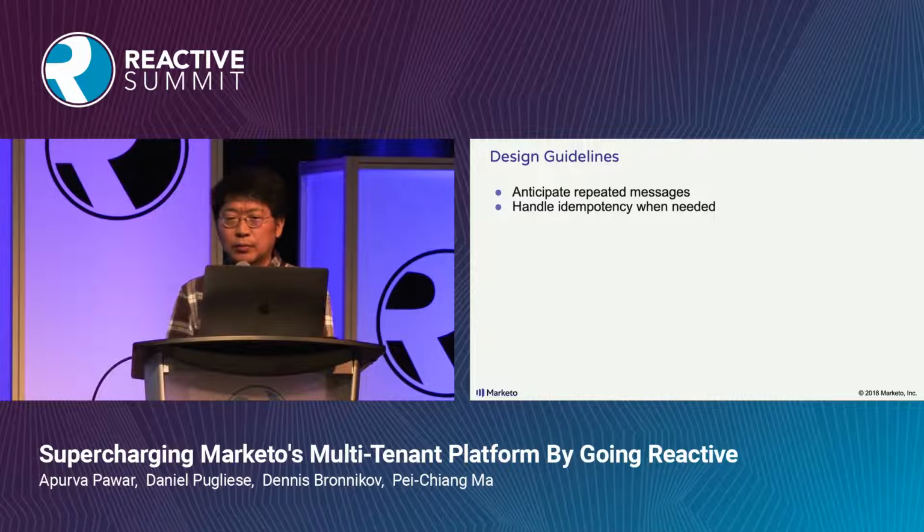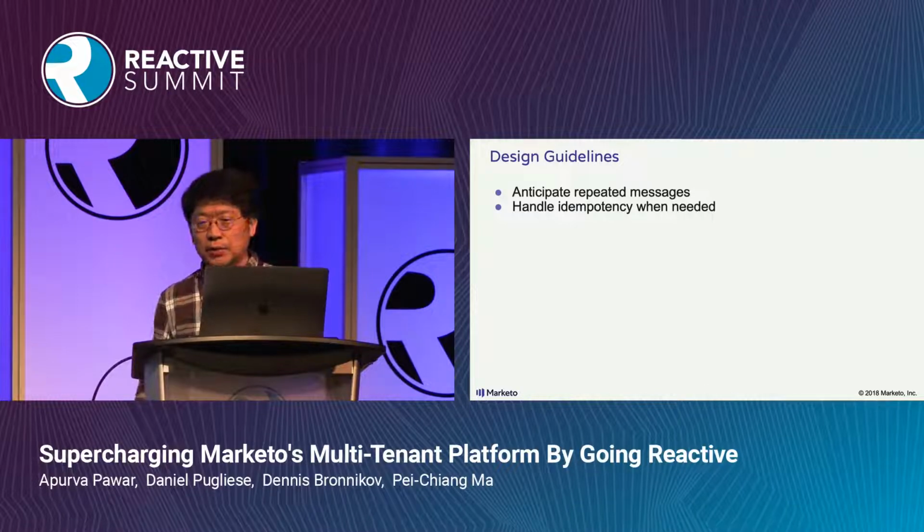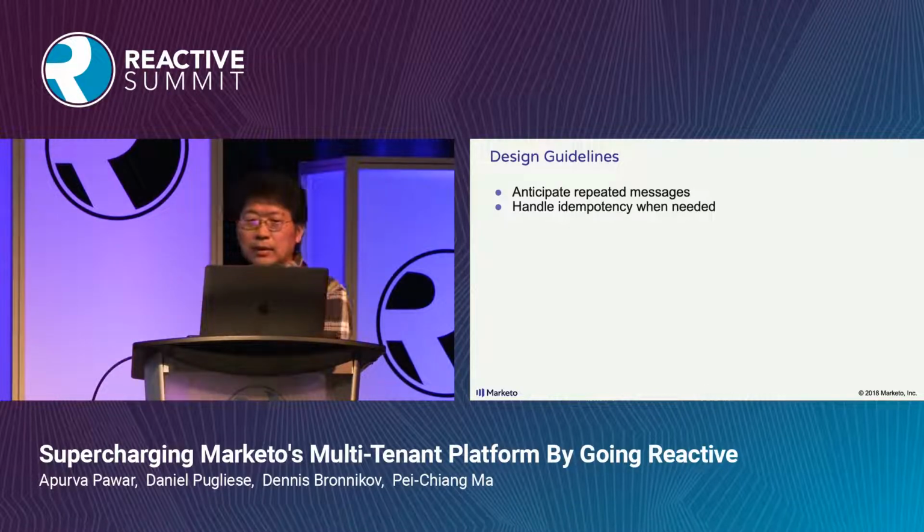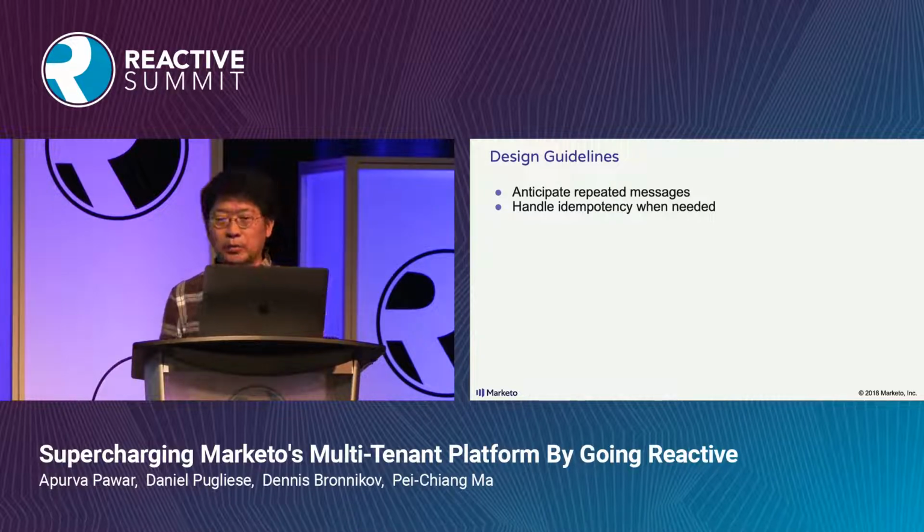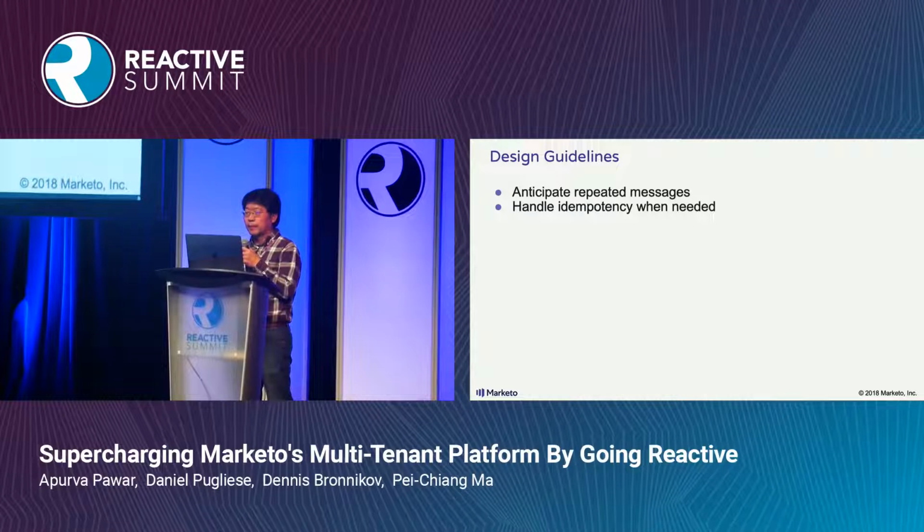So in our design, we kept coming back to these general design guidelines. For distributed system design, always anticipate repeated messages and handle idempotency when needed.